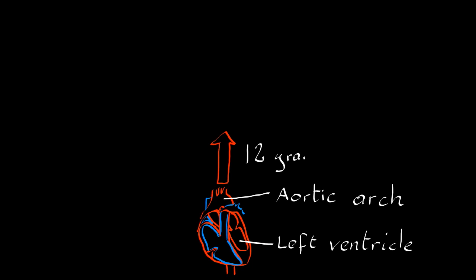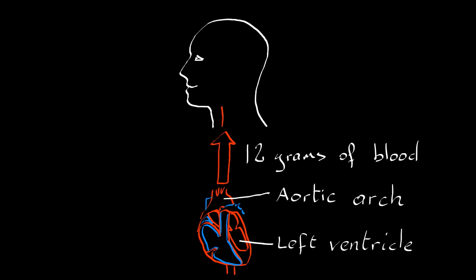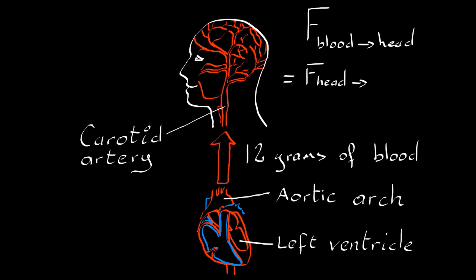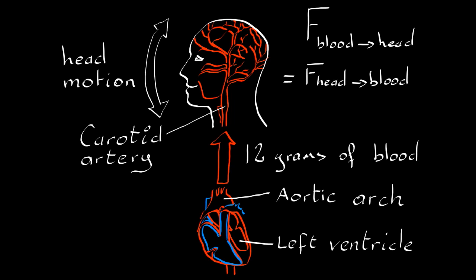At each cardiac cycle, the heart's left ventricle contracts and ejects blood at high speed to the aorta. During the cycle, roughly 12 grams of blood flow to the head from the aorta via the carotid arteries on either side of the neck. It is this influx of blood that generates a force on the head. Due to Newton's third law, the force of the blood on the head equals the force of the head acting on the blood, causing a reactionary cyclical head movement.